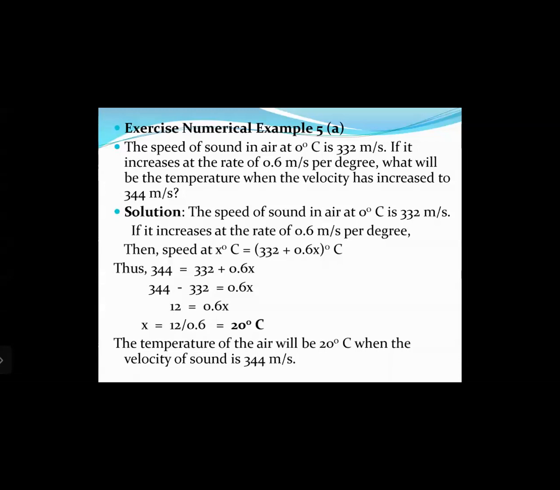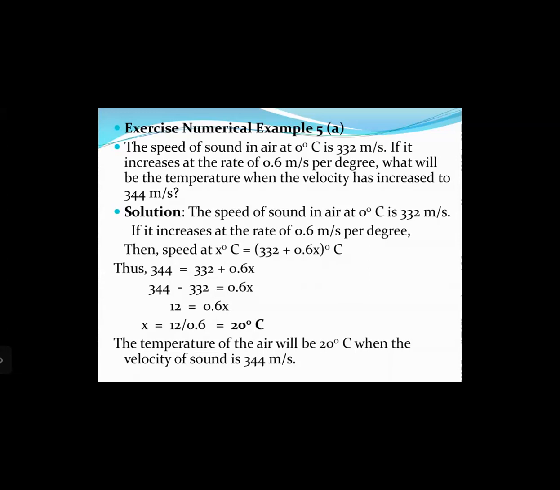That means if at 0 degrees Celsius the speed is 332, then at 1 degree Celsius it must be 332.6, because it increases by 0.6, right? What they have asked is, what will be the temperature when velocity has increased to 344? That we have to calculate. So let us see what we do. Let us see the solution. The speed of sound in air at 0 degrees Celsius is 332 meters per second. Fine. If it increases at the rate of 0.6 meter per second per degree, then the speed at x degrees Celsius will be 332 plus 0.6 x.